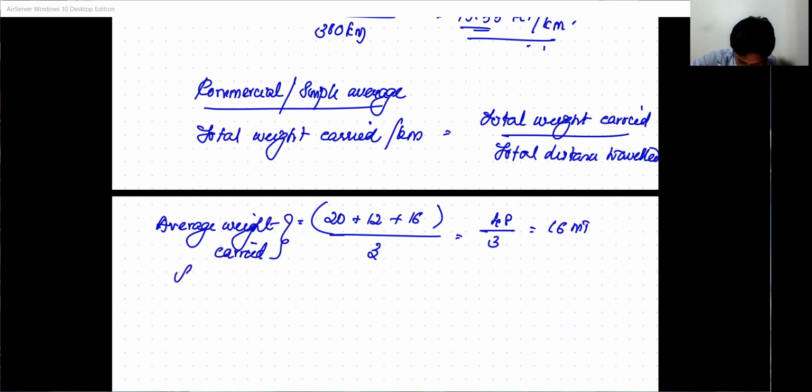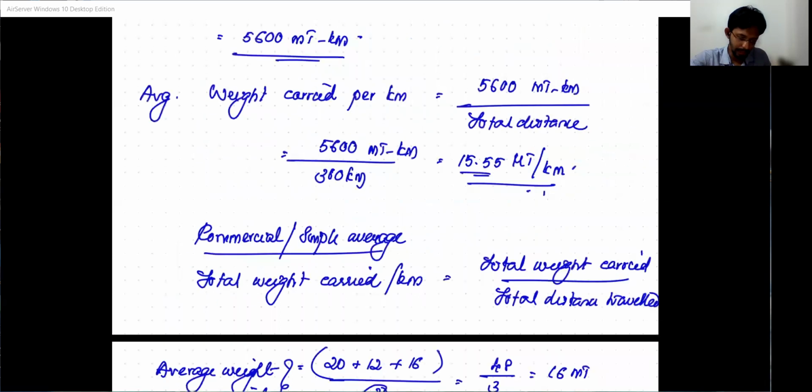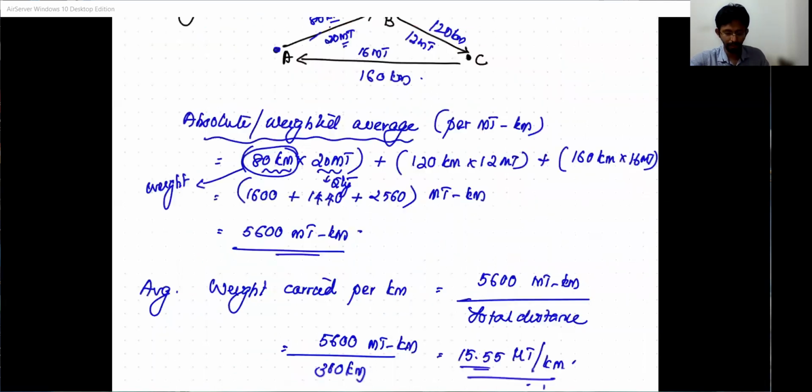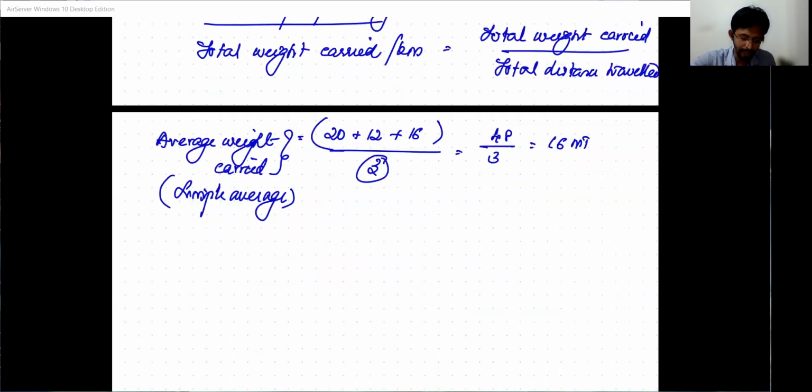And this is the simple average. In simple average, you divide it by the number of instances. And here the number of instances is 3. There are 3 routes: A to B, one route; B to C, another route; C to A, another route. So 3 units. So it is 48 divided by 3, 16. Okay. Now, this is only the average, what you call average weight it has carried.